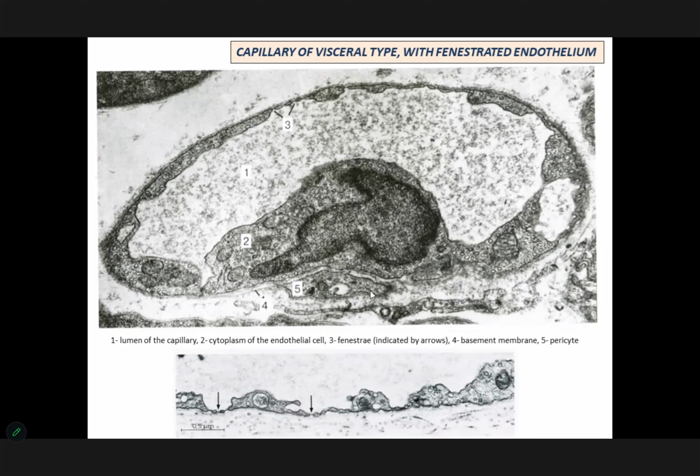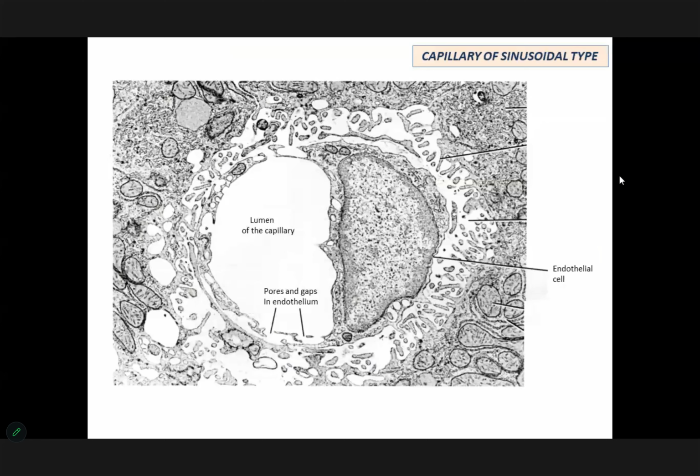And also a part of the pericyte is seen here because it is covered with basement membrane from all the sides. This is not the whole cell, it's only a very small part of its cytoplasm. And finally, the capillary of third type, the sinusoidal type.